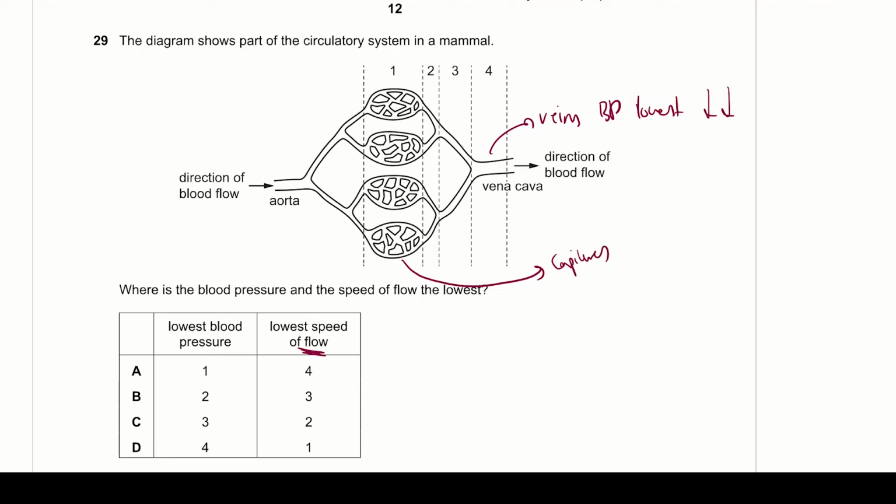The reason for this is the high surface area and very narrow lumen of 7 micrometers. The reason for the slow speed of flow in the capillaries specifically is that the cells and the capillaries have time to exchange oxygen, carbon dioxide, and nutrients between them. It basically gives them extra time. So the correct answer, as we said, is going to be the veins with the lowest blood pressure, and the lowest speed of flow is going to be the capillaries. So the answer is D.